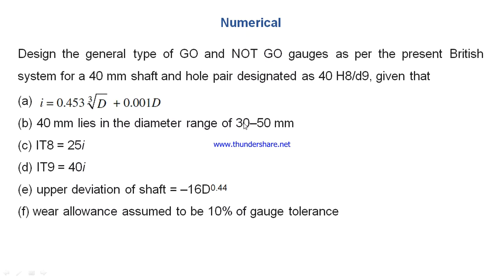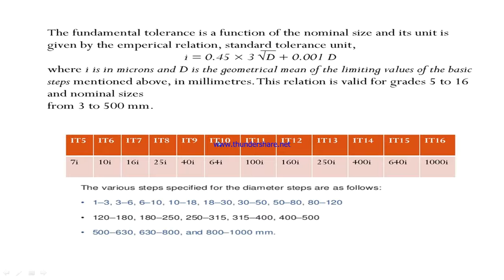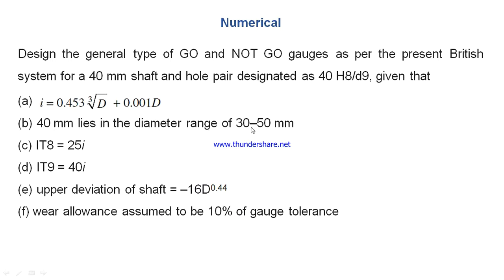If this particular diameter range is not given, we must know what the diameter range is. These are the diameter ranges. So look at this, 40, 30 to 50. So 40 lies within this particular 30 to 50 diameter range. That's why, in the problem, it is given that it must lie in the 30 to 50 mm range.